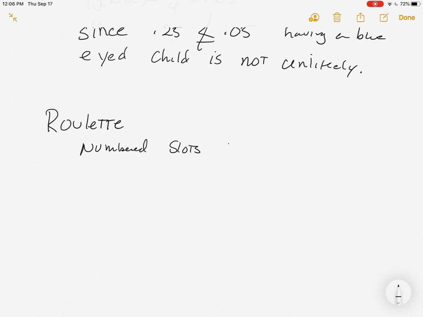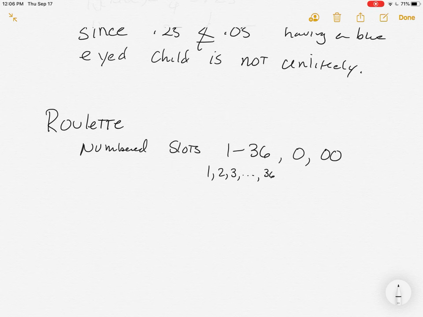And the numbered slots are 1 through 36. All of those numbers are there. And then they also throw in the 0 and the 00. So what I mean by 1 through 36, I mean the numbers 1, 2, 3, all the way up to 36 are there, and then 2 additional numbers.